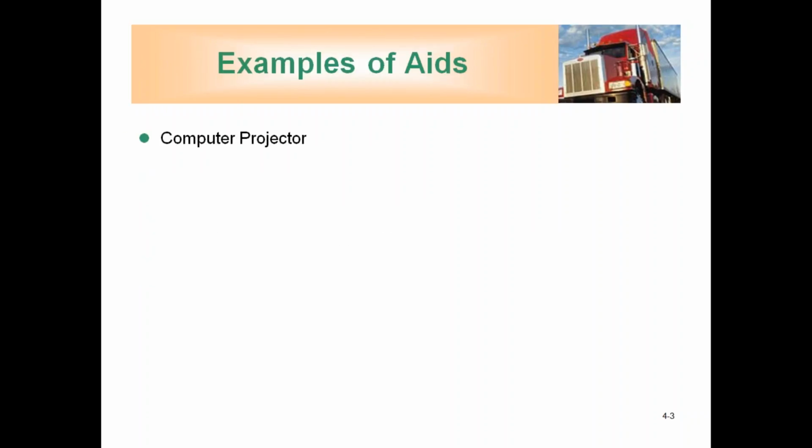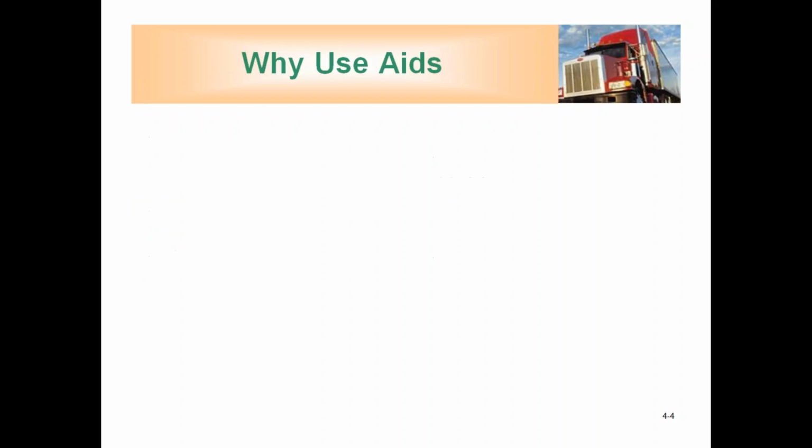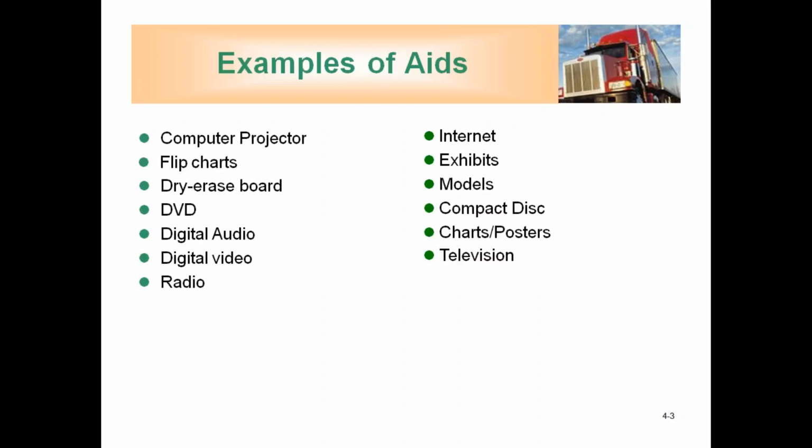Now, what are the various examples of the aids, how can we make the session interactive? So the main thing is selecting and integrating the approaches. Either you can use computer projectors, flip charts, dry erase board, DVDs, digital audio, digital video, radio, internet, exhibits, exhibitions, models, compact discs, CDs, charts, posters, or television. So these are the various examples of the tools, why we are using them, or what the main usage is, or how we are using this technology.